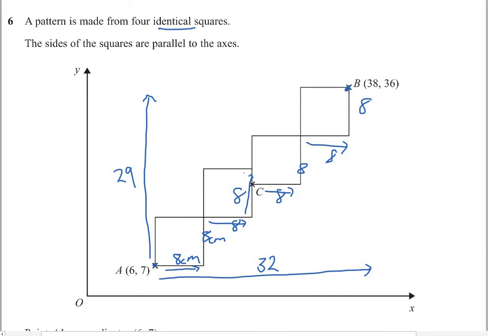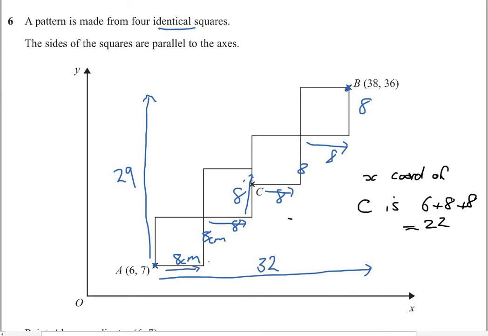So we can work out the x-coordinate of C. I'll change colour. To get to C from A, we start at 6, we go along 8, and we go along another 8. So the x-coordinate of C is 6 plus 8 plus 8, which equals 22. So C occurs at position 22.